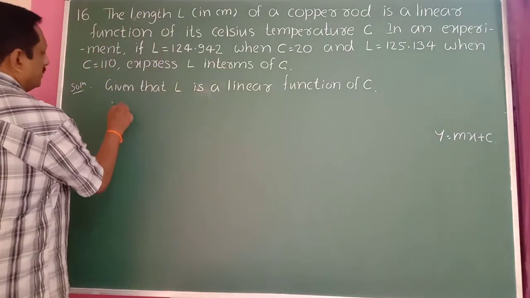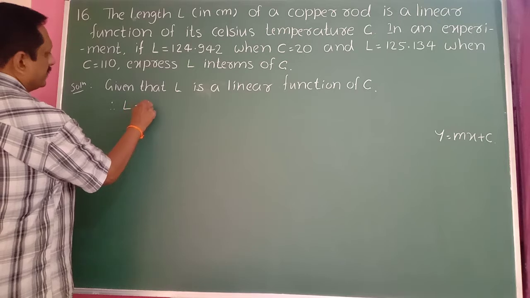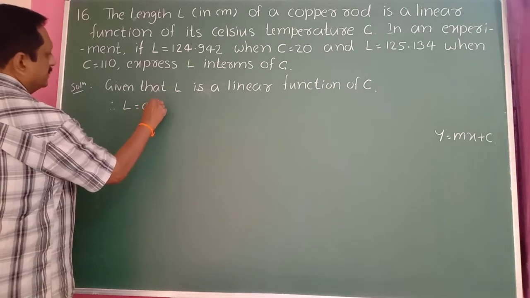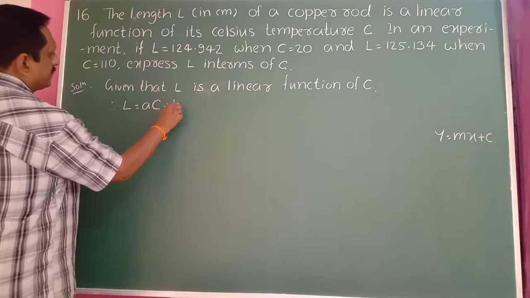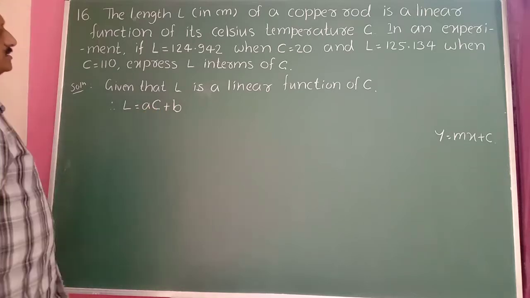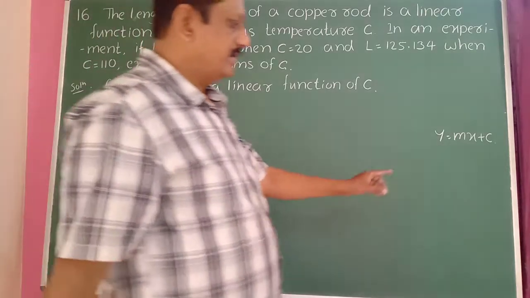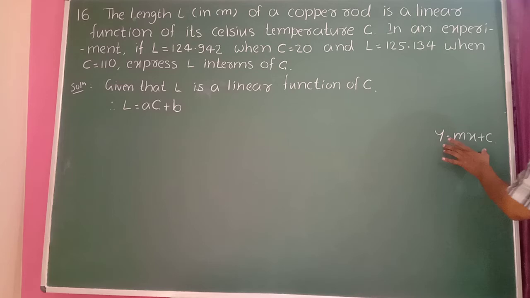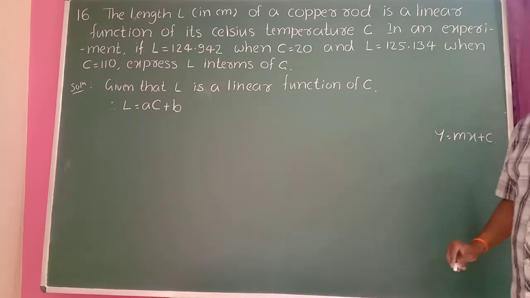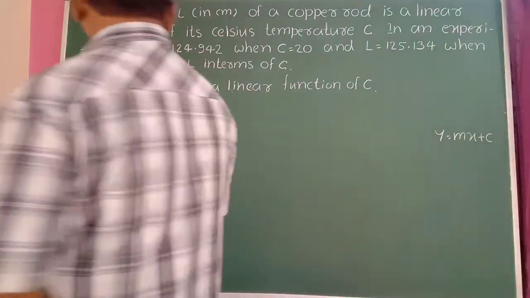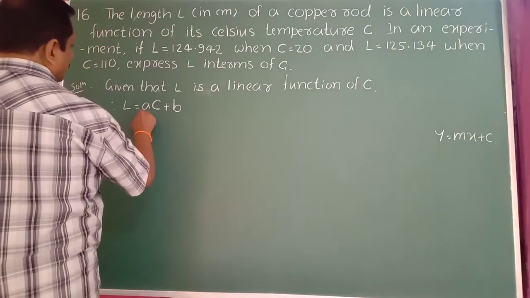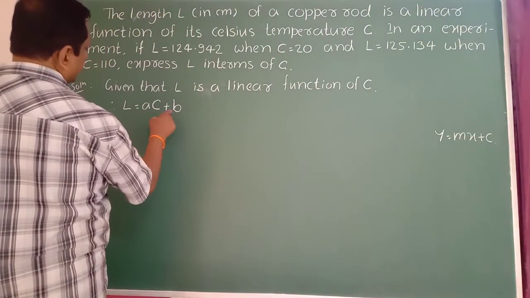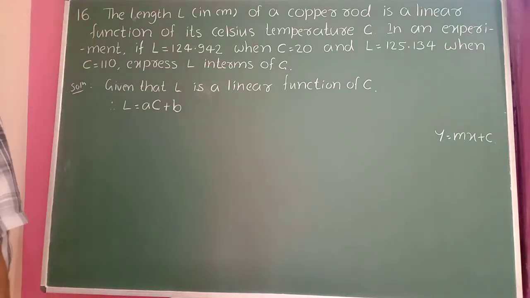Therefore, we can write here L is equal to A into C plus B. A and B are constants here. This is called a linear function of y in terms of x. Therefore, L is a linear function of C. So L is equal to A into C plus B. A is a constant, B is also constant. You just find A and B values here.